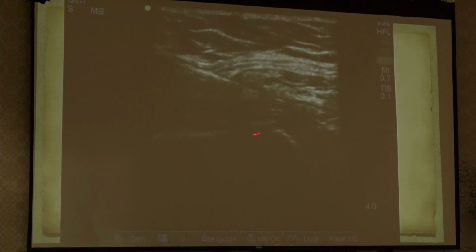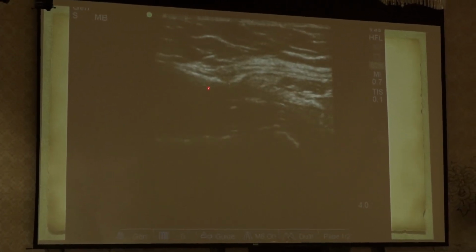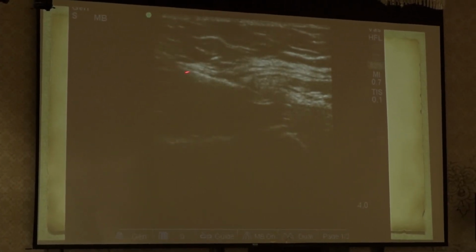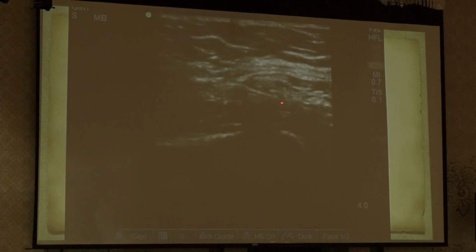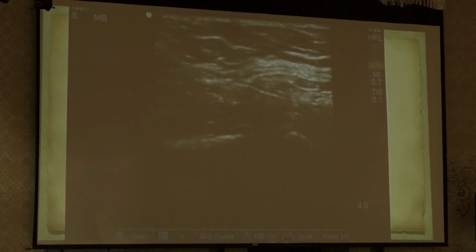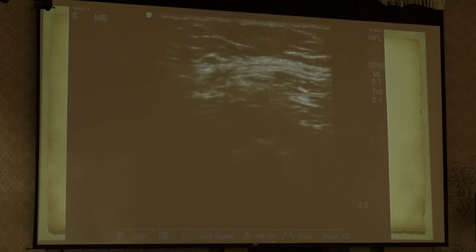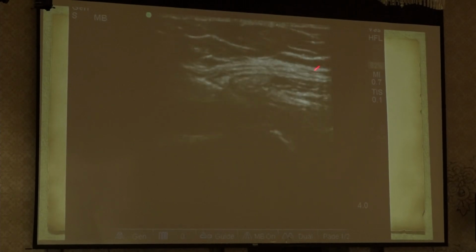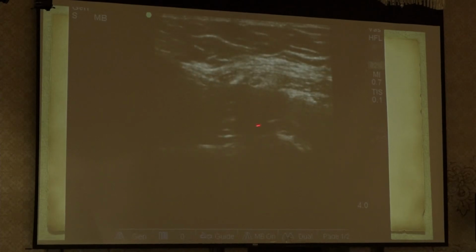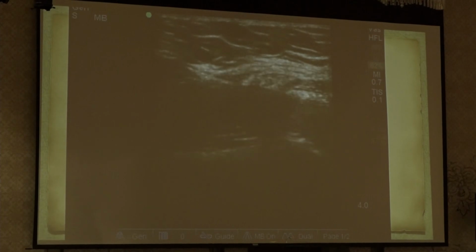In this one, you can see the ASIS. This is the internal oblique. So the needle comes from here, below the internal oblique. Go through below the internal oblique, and the local will be deployed. You can see the separation by the local anesthetic, right?